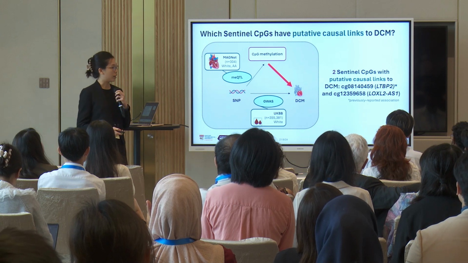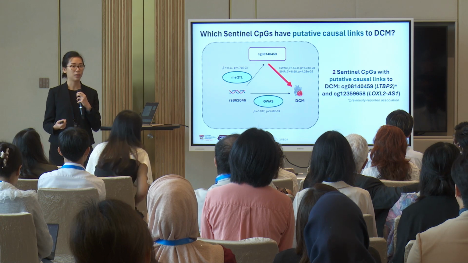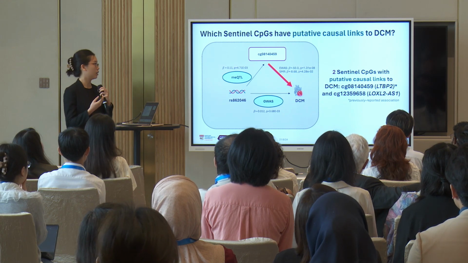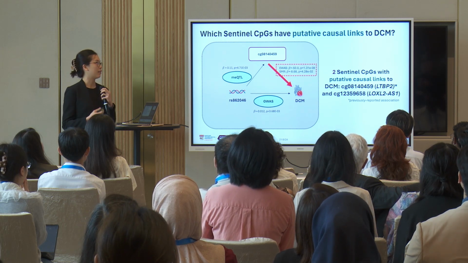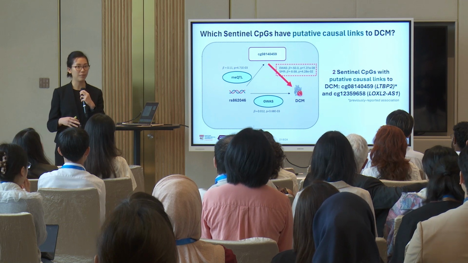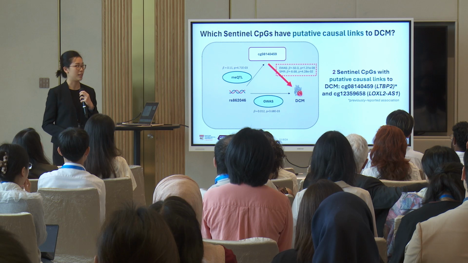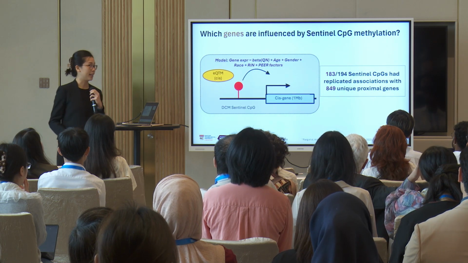I would like to draw your attention to CG08140459, because it was reported not just by us, but by previous publications to be associated with DCM. It has an inverse association with DCM, meaning that hypomethylation of this CpG increases the odds of DCM. But we also wanted to find out the target genes.